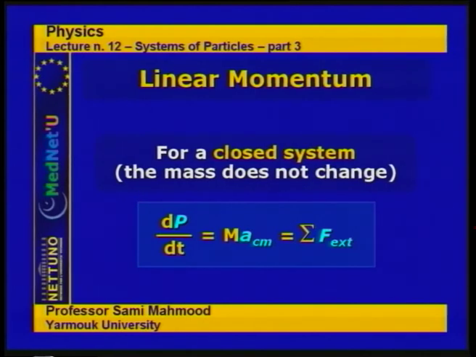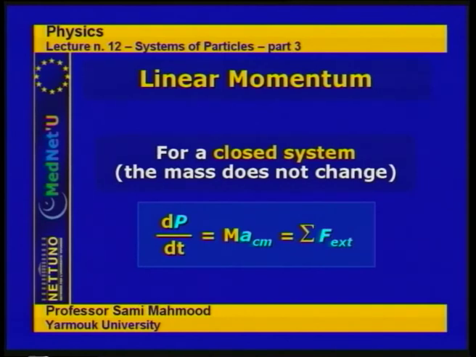P capital is equal to M v center of mass, we differentiate both sides, we will get on the left-hand side dP by dt, and on the right-hand side we will get M times dv center of mass by dt, or M a center of mass, from the definition of the acceleration. That tells us that the rate of change of the total momentum of a system of particles is equal to the total mass of the system multiplied by its center of mass acceleration.